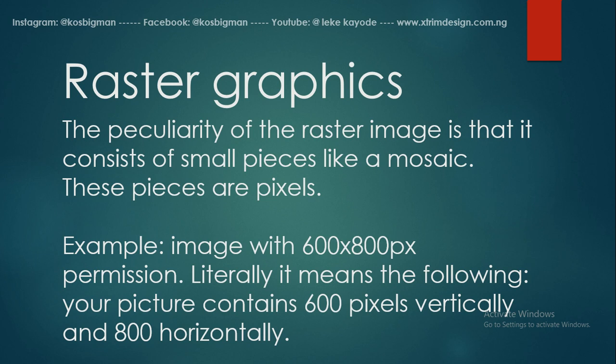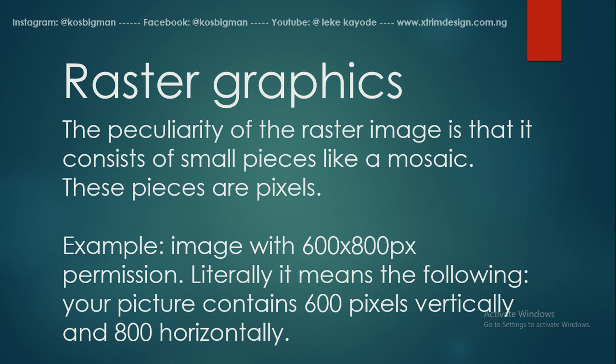Now, like I've told you in the previous videos on elements of graphic design and basics of graphic design, raster images are what you get when you design with Photoshop. The peculiarity of the raster image is that it consists of small pieces like a mosaic. These pieces are pixels. A combination of pixels is what forms raster images. The pixels, like we used to hear, are basically dots of color. When you combine them together, they form the images that you want, or that you designed.